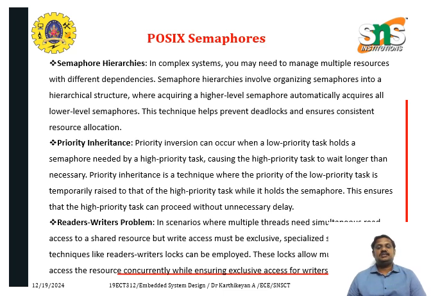Semaphore hierarchy is used in complex systems that may manage multiple resources with different dependencies. Semaphores are organized into a hierarchical structure, where acquiring a higher level semaphore automatically acquires all the lower level semaphores. This technique is very useful for consistent resource allocation. In priority inheritance, priority inversion can occur where a low priority task makes a high priority task wait longer than necessary. Priority inheritance is a technique that temporarily raises the low priority task to high priority while it holds the semaphore.